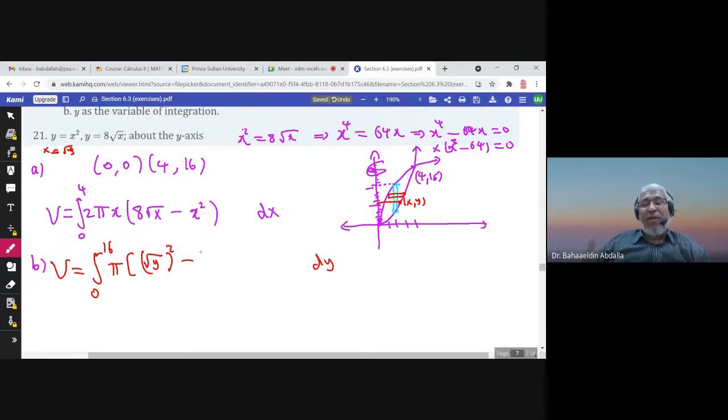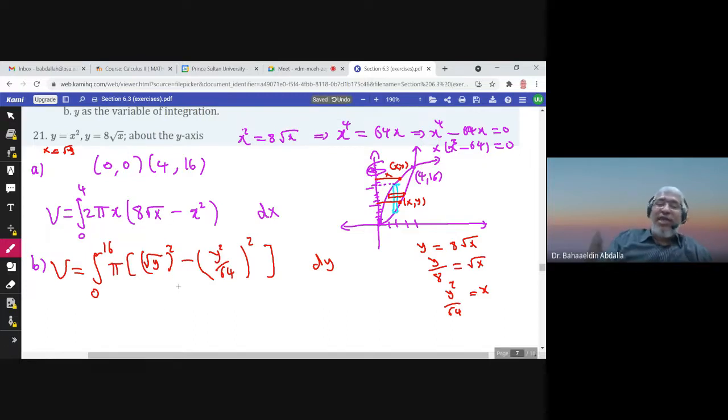This is the outer radius minus the inner radius. The inner radius is this distance from here to the inner curve. This point has coordinates x, y. So this distance is the x coordinate of this point which lies on this curve. This is the curve. So I need x. I need to solve it for x. Well, y equals 8 square root of x. To solve it for x, I'll divide by 8, and then x would be y square over 64. So y square over 64, this would be the inner radius. I raise it to the power 2. Please check that these two will give you exactly the same answer.